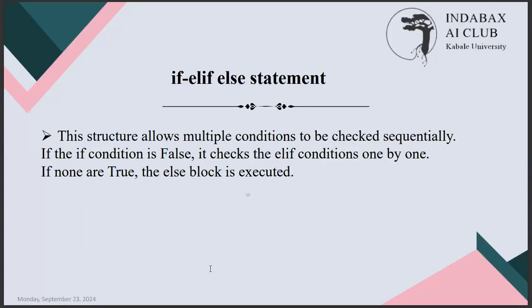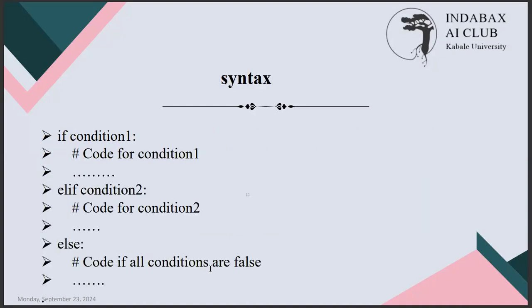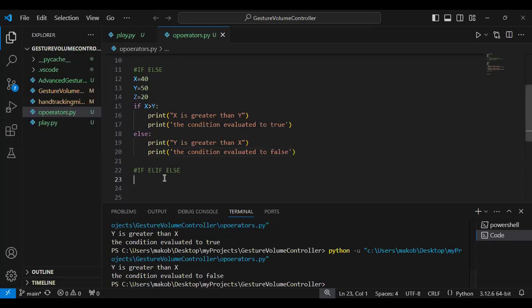Then we have the if-elif-else statement. With if-elif-else statements, it allows us to test more than one condition at a time. You can see here we have if condition one. So if the first condition is true, the block of code inside this block is executed. If the second condition is true, the code put here is executed. You can have as many elifs as possible, as many conditions to test as possible, but for your final condition, you can just call it else. So let's try to test it here.